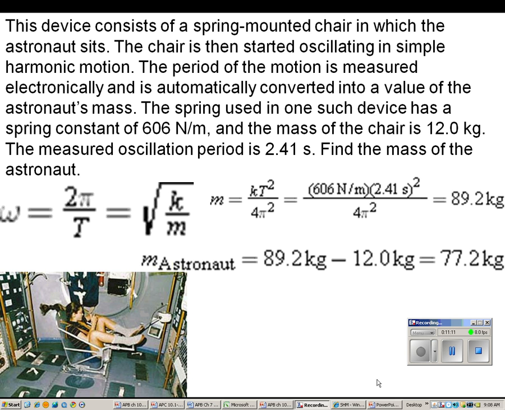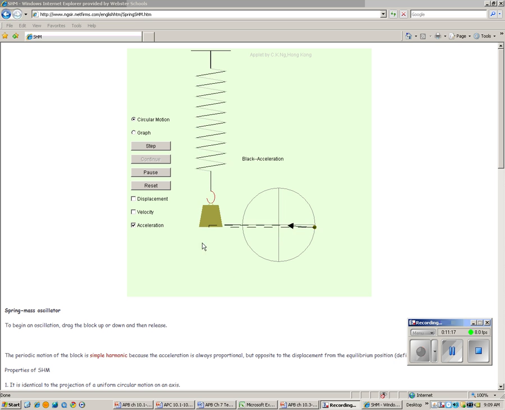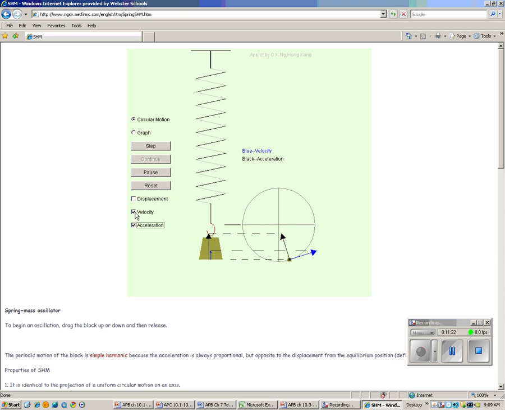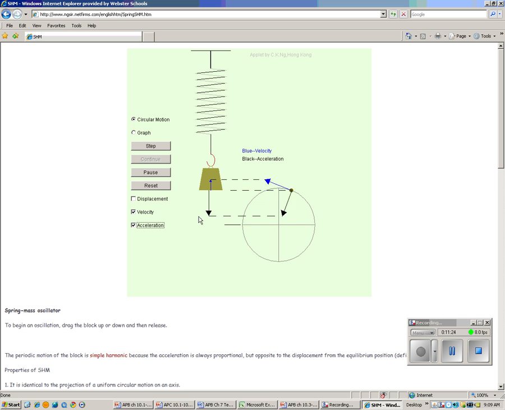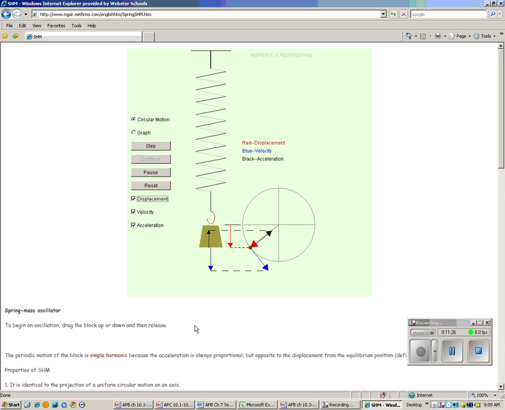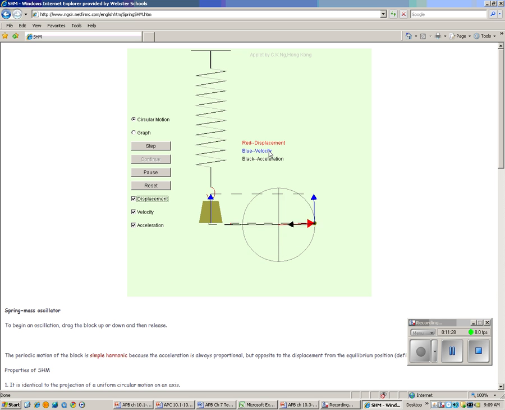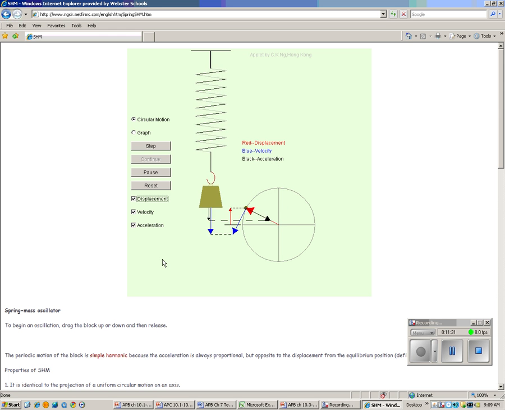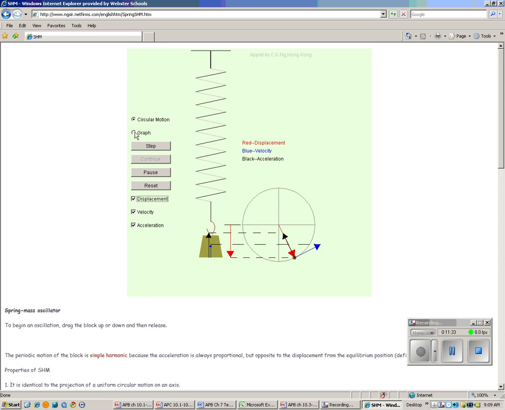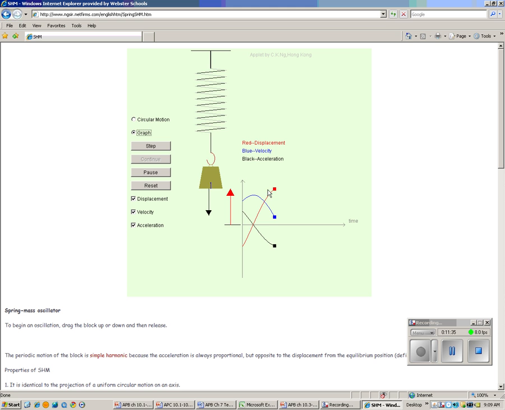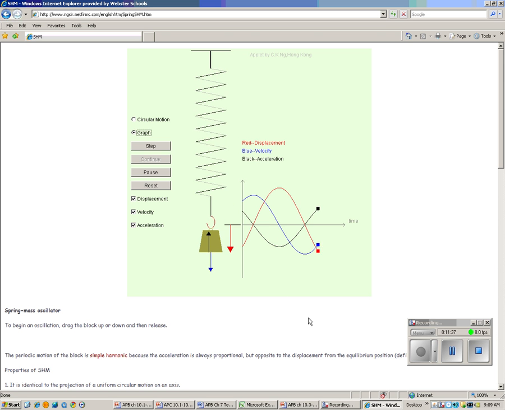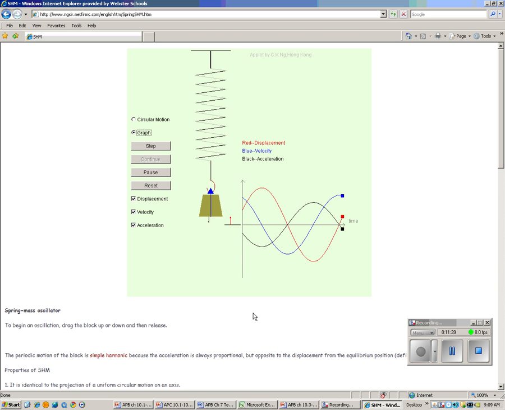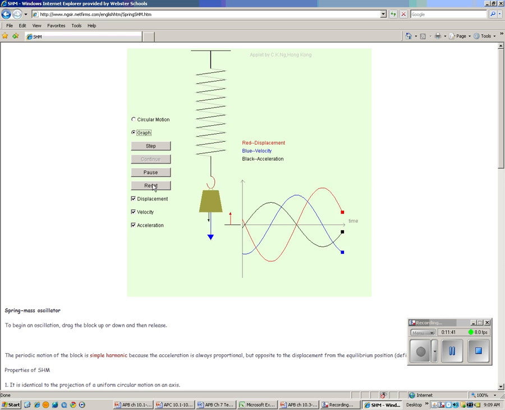So in this video we learned some new formulas for simple harmonic motion. We looked at the motion of an object moving in simple harmonic motion and looked at what its velocity looked like, acceleration, and its displacement. Displacement's in red, velocity's in blue, acceleration in black. And we also looked at the graphs that go with that, the three graphs that are all sine or cosine curves.